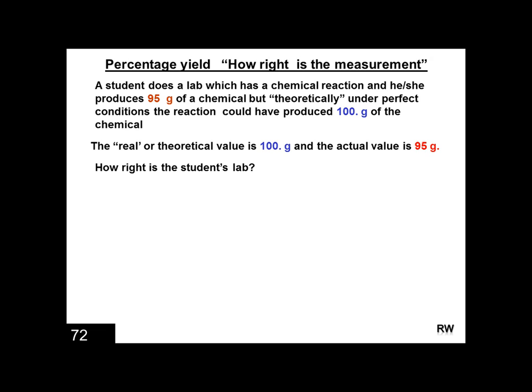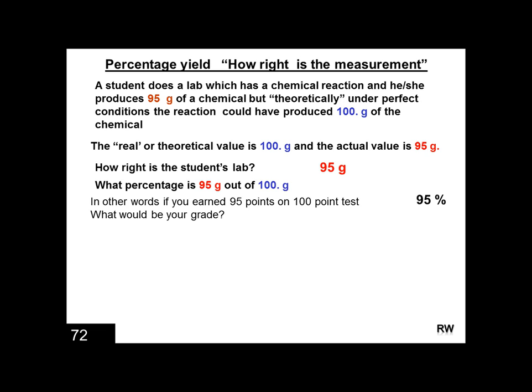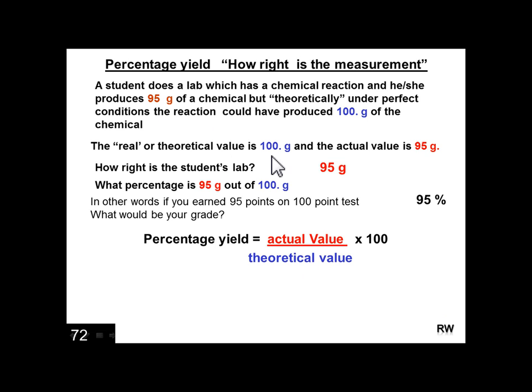Well, this one's really like a test. If you had 100 questions on a test and you got 95 right, you could figure out your grade. All right, 95 out of 100 would be 95%, and you'd use this formula here. The percentage yield, or your grade, would be the actual value, which was 95, divided by the theoretical value, which is in blue here, is 100, times 100, so that'd be 95%.